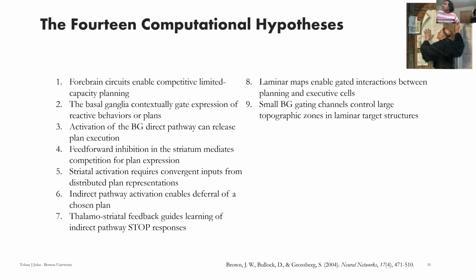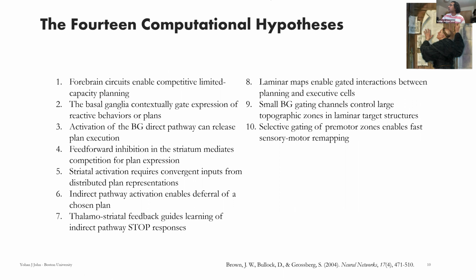Small basal ganglia gating channels control large topographic zones in laminar target structures. So when they say laminar, they mean in the cortex. So that's a consequence of this funneling. So you have very, very many more cells in cortex funneling inwards to striatum. And there's an even bigger funneling from striatum to its outputs in globus pallidus. So you can ask, well, if the basal ganglia is mediating competition, what is it doing with respect to all that cortical real estate? Can it actually regulate all of those? And the answer is, they have an interesting answer, which is sort of, but not quite. So most of the selection is happening within cortex, meaning most of the direct competition between available plans.